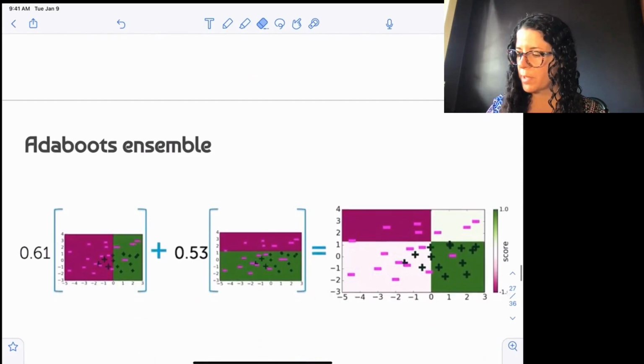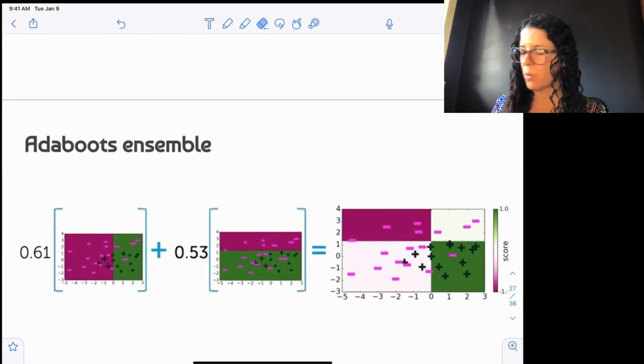But if we stop here, we're going to have two models. Each one of them is going to have a slightly different weight. The first model is weighted 0.61, and the second model is weighted 0.53. Then our final model is the weighted average of these two, and it's going to be this final model here, which is an ensemble model.